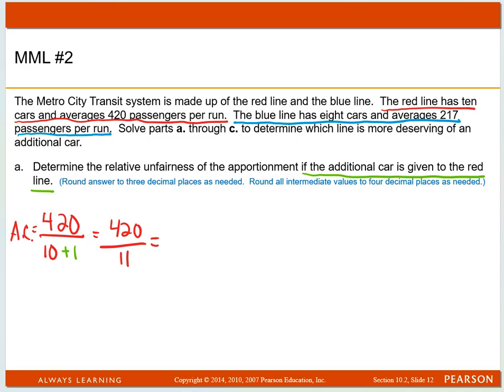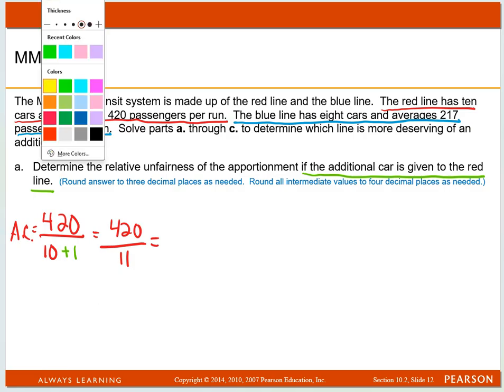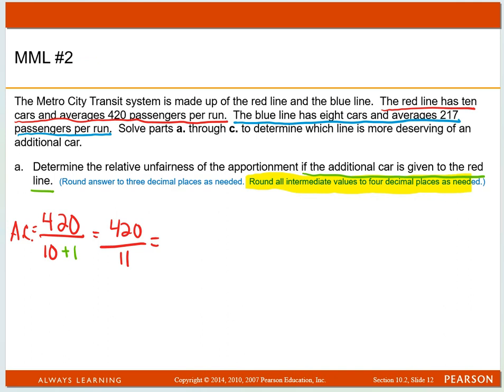It says round the answer to 3 decimal places as needed, but then it says round all intermediate values to 4 places as needed. So when I take the 420 and divide it by 11, that's not my relative unfairness. This is my average constituency. So this needs to be rounded to 4 places, and that's going to be 38.1818. So that's the average constituency of the red.